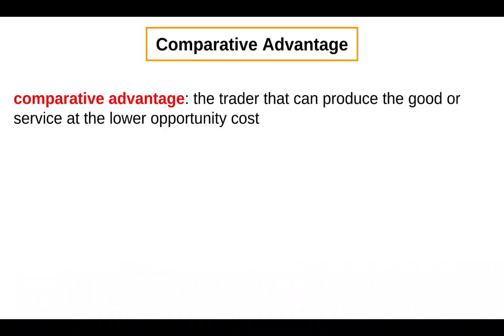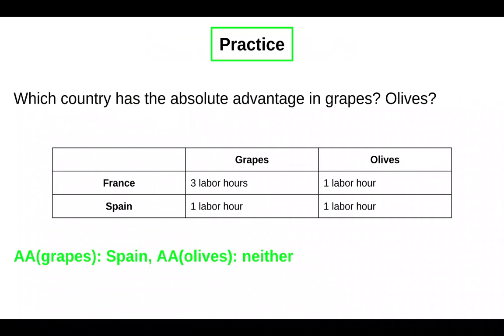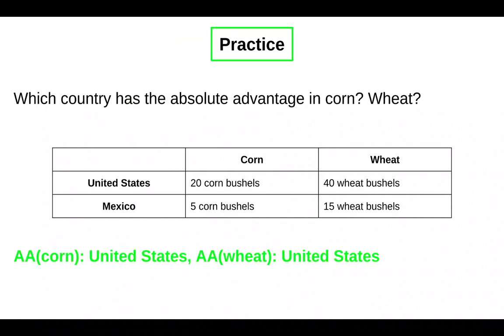So, with that in mind, let's go to the second of three skills, and that's comparative advantage. Comparative advantage is the trader that can produce the good or service at the lower opportunity cost. Because if you look at absolute advantage, and I think the Mexico US example is a really good one, the United States does both of these things, corn and wheat, better than Mexico.